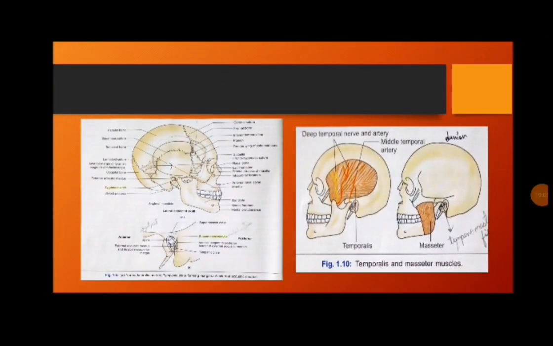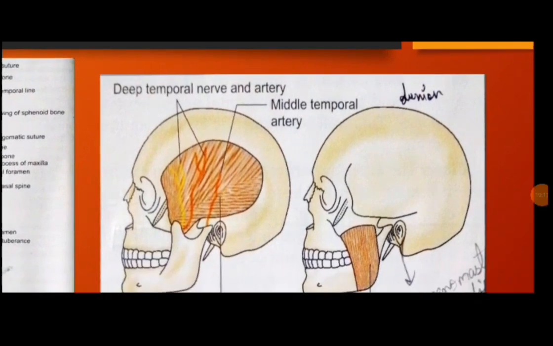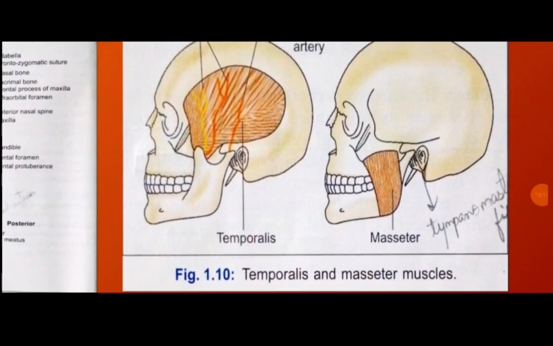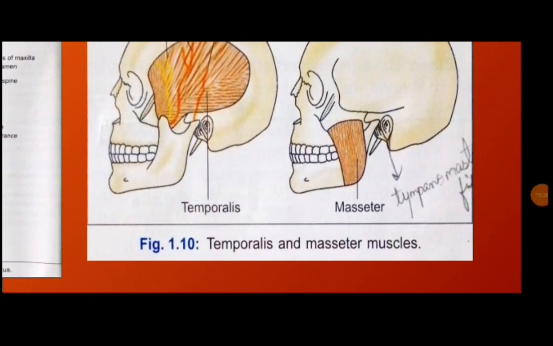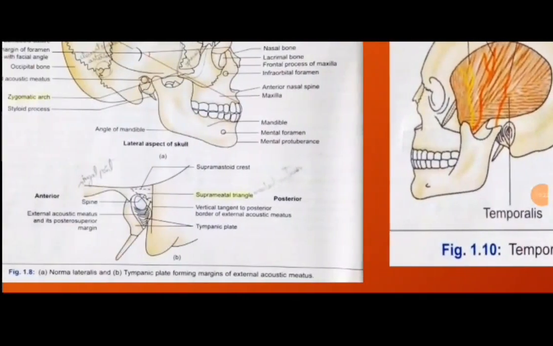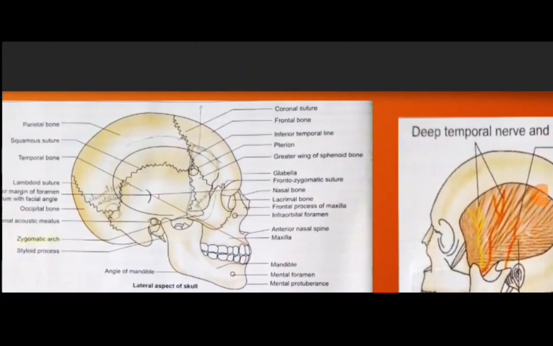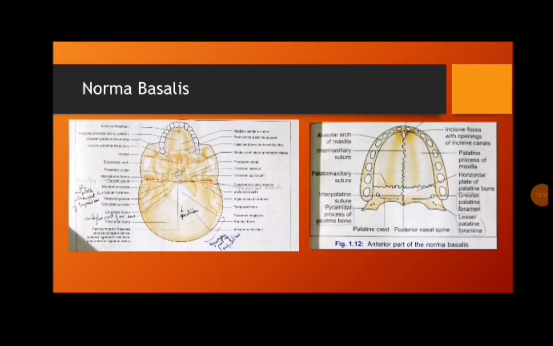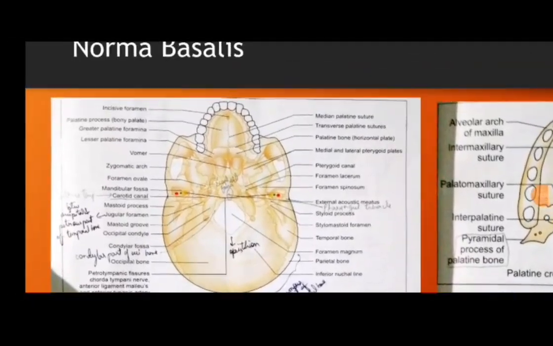You can see here the temporal nerve and arteries, the temporalis muscle which is brownish, and this is the masseter muscle. That is norma lateralis. In norma lateralis we see this. Then norma basalis. What is norma basalis? It is what you can see from the base of the skull.